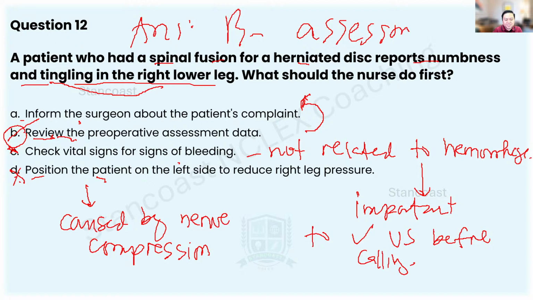Review is part of the assessment. Review of records is part of the assessment. And the reason, again, is to compare the current and the past assessment findings.